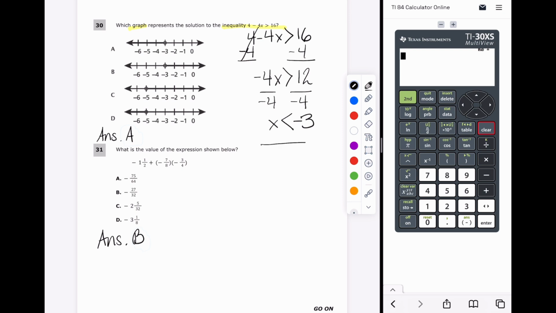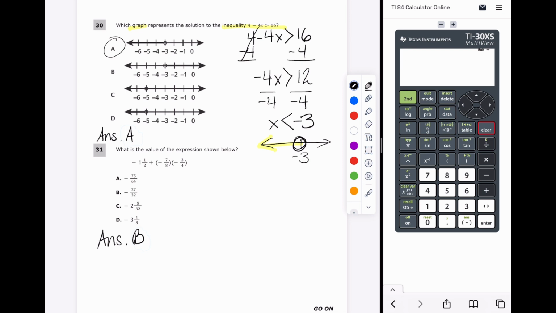And how would I graph that? Here's negative 3, and I want x to be all the numbers that are less than negative 3. But I'm not including negative 3, so I would have an open circle, which is A. All right, so that's the one thing you do have to remember is that rule, that condition. Anytime you multiply or divide by a negative, when you have an inequality, your inequality symbol will change. Let's go to the next one.